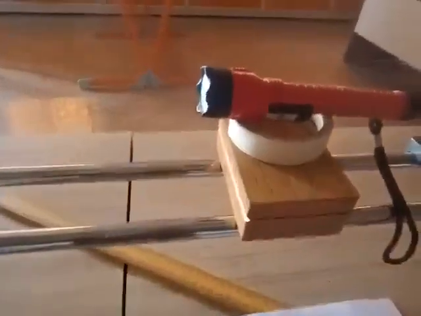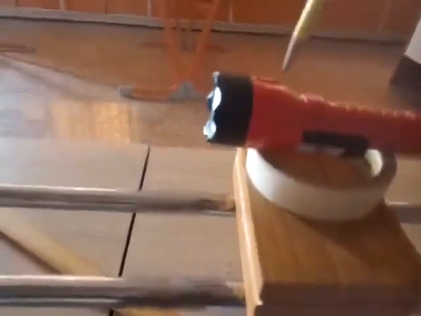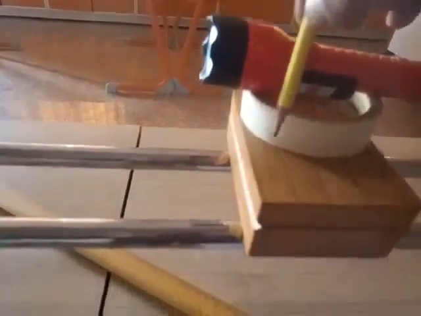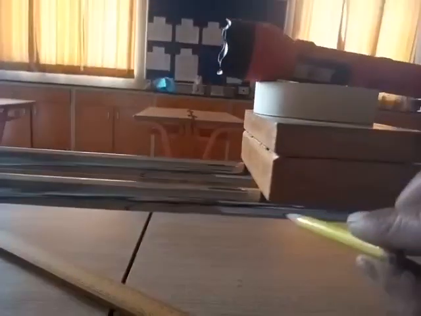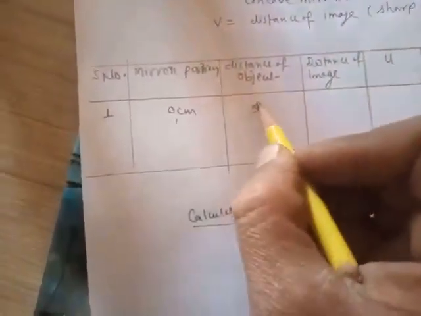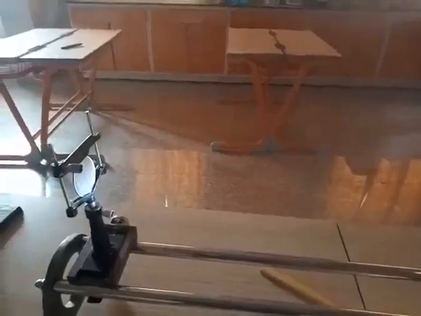Now the position of the object, that is the LED inside the torch. Here our LED lies, right? In this direction we are moving downward, and just see the reading here on this scale. Here it is 55 centimeter. Record the reading. Distance of the object is 55 centimeter.